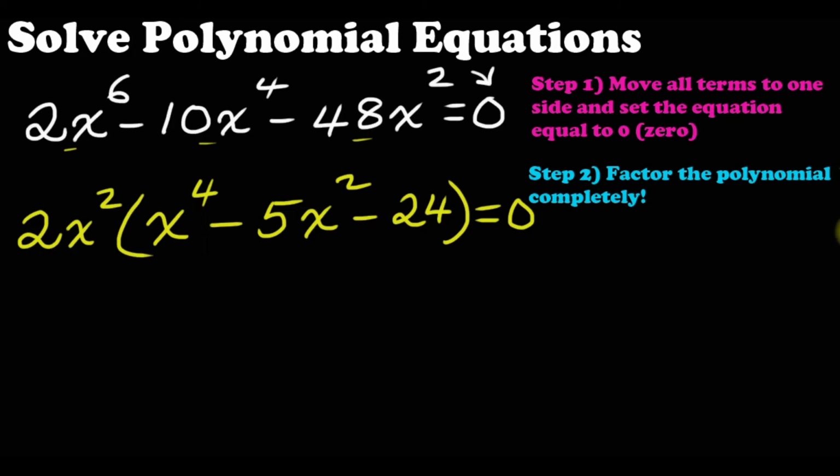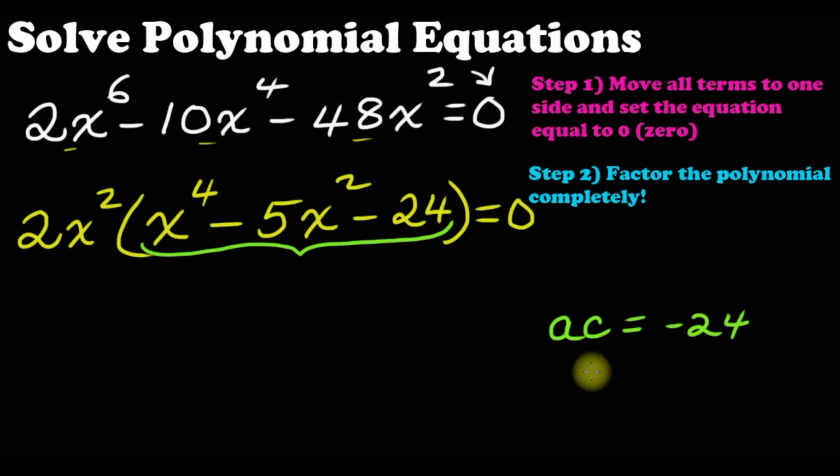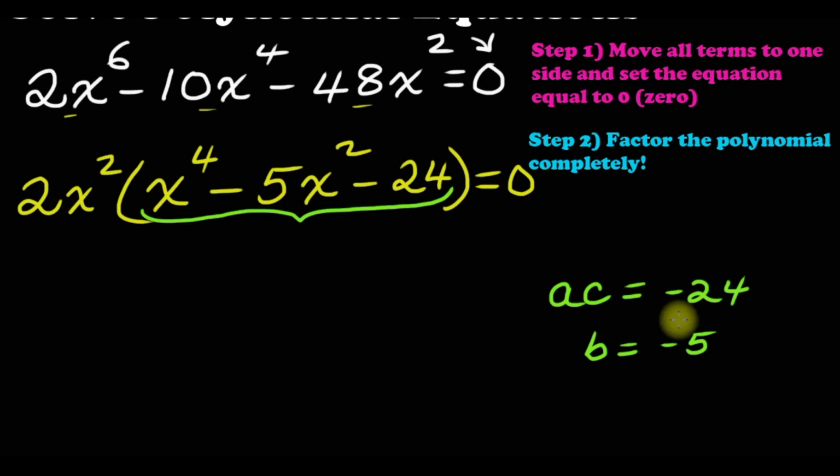So continue to factor. We're going to be able to factor this trinomial using the AC method. A times C is negative 24, and your B is negative 5. So now we have to come up with factors of negative 24 that, when you add those numbers, come out to negative 5. How about negative 8 and positive 3? These are the two numbers we're looking for.